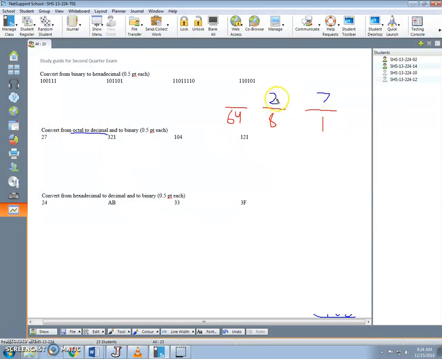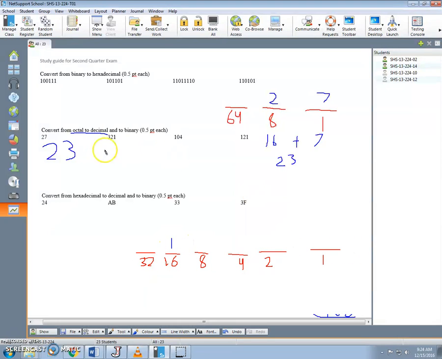So let's get that decimal value. Multiply them together. 2 times 8 equals 16, plus 7 times 1, which makes 7, makes 23. So our decimal value is 23. And then we also need to get it to binary. If you remember the binary chart, if you remember what the values of binary are, what's the biggest number here that fits into 23?